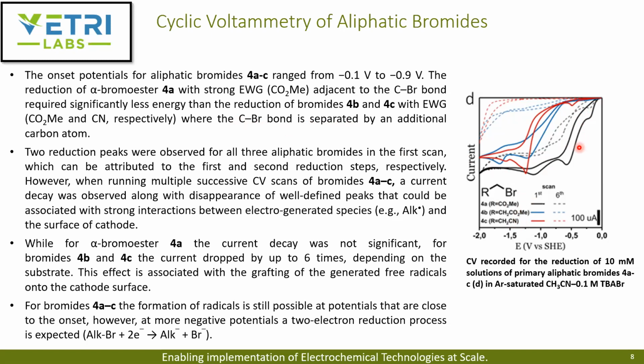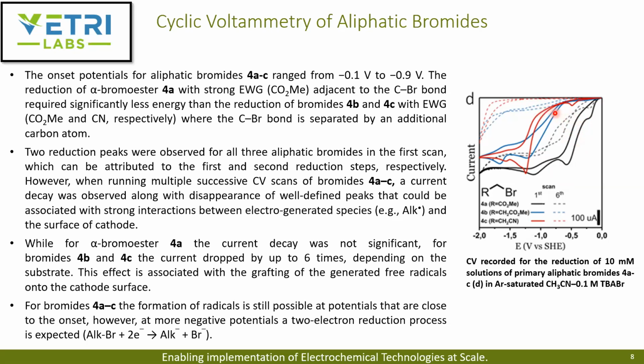And as we see here, we can see two reduction peaks in the first few scans for all three aliphatic bromides. We can attribute this to the first and second reduction steps we saw two slides earlier. However, when they run the CV after about six scans, at the sixth scan they can see a current decay is observed. And also you can see the disappearance of the reduction peaks they saw in the first scan.